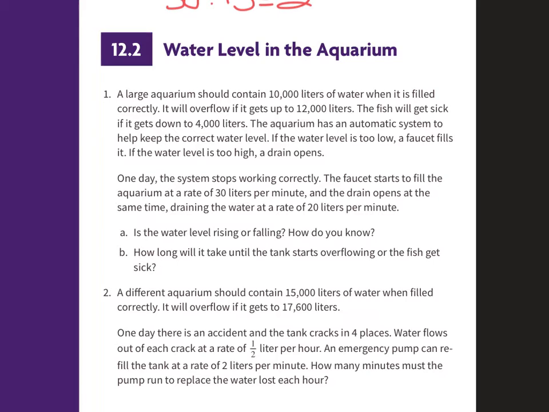The faucet starts to fill the aquarium at a rate of 30 liters per minute, and the drain opens at the same time, draining the water at 20 liters per minute. Is the water level rising or falling? How do we know? Well, let's take a look.